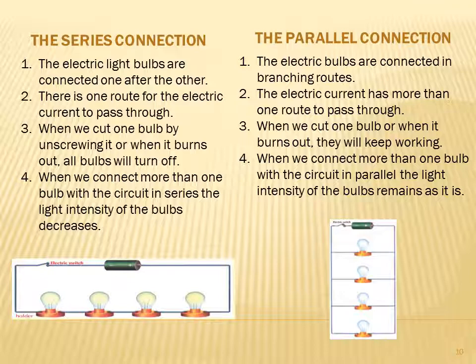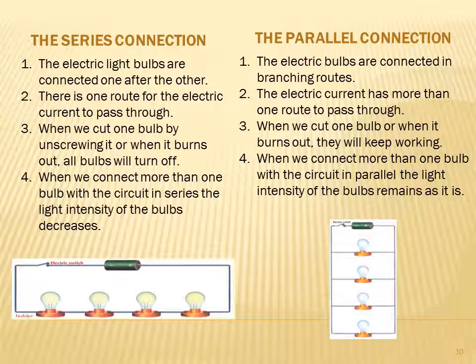Now what about the other kind of connecting too many lamps in the electric circuit? It's called the parallel connection. In case of parallel connection, all light bulbs are connected in branching routes. So each lamp has its own wire. Each lamp has its own wire, and it's totally independent from other lamps. So there are too many ways or routes for the electric current to pass through, more than one.